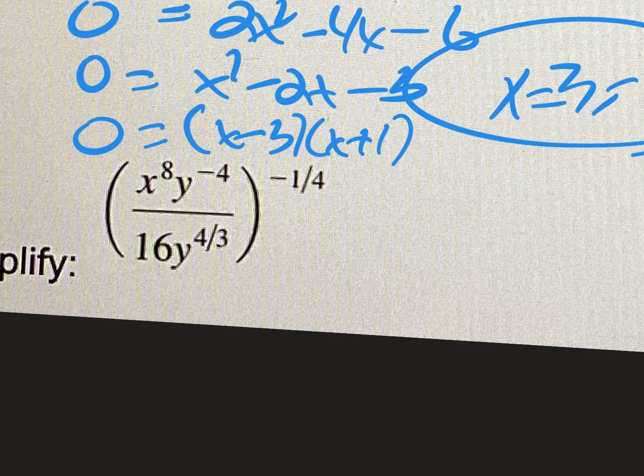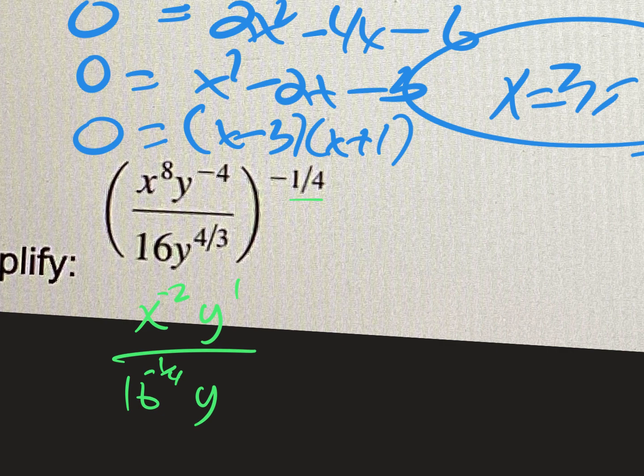So let's do this first. I'm going to work inside first. Actually, no, I'm not. Because it's a fourth, I'm looking at my exponents inside. Because 4 goes into all those, I'm going to go ahead and raise everything to the 1/4 power, which means I'm going to multiply the exponents. 4 times 8 times negative 1/4 is negative 2. Negative 4 times negative 1/4 is positive 1. I'm just going to write this for now: 16 to the negative 1/4 power.